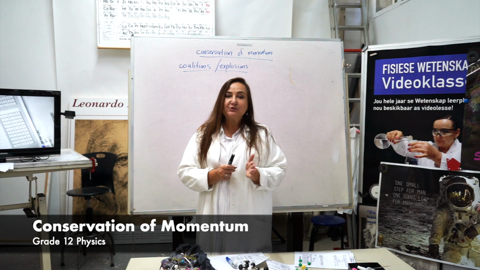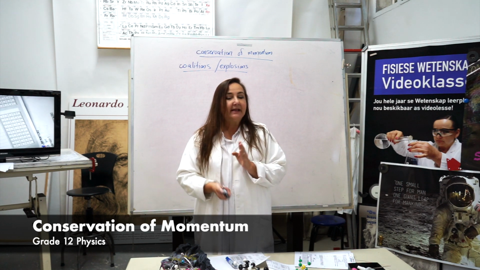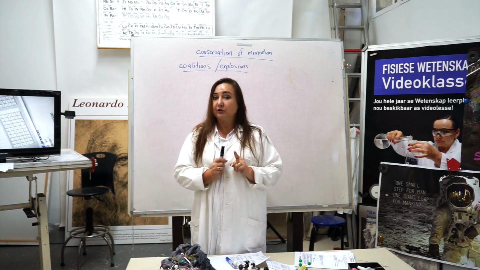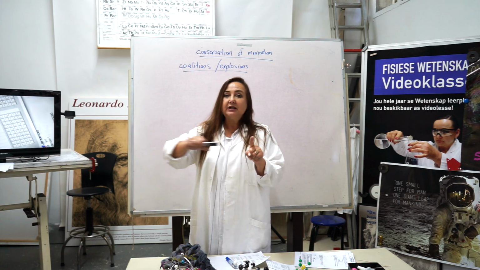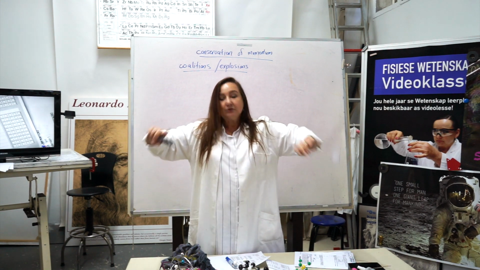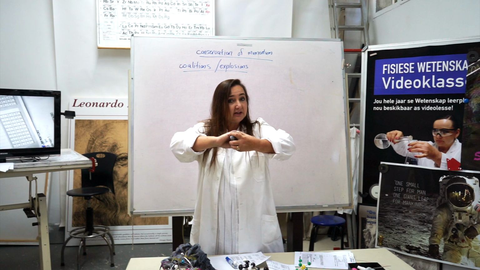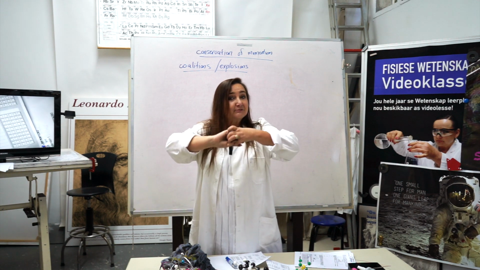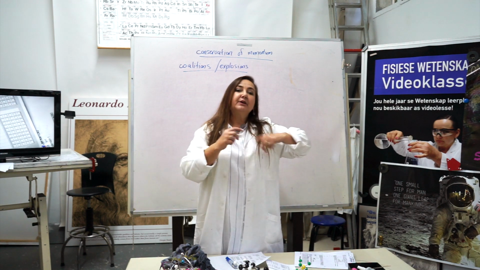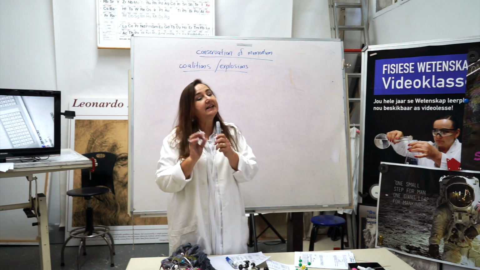Now, whenever we talk of conservation of momentum, it means that there are two objects involved and they're going to either collide with each other and then move apart, or it could be that they were together in the beginning and because of an explosion they're going to shoot apart from each other. So we're going to look at a few examples like that.